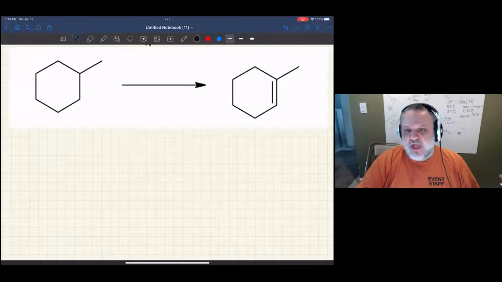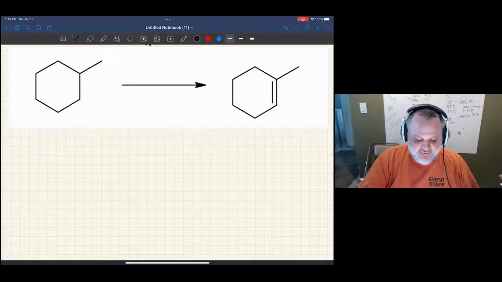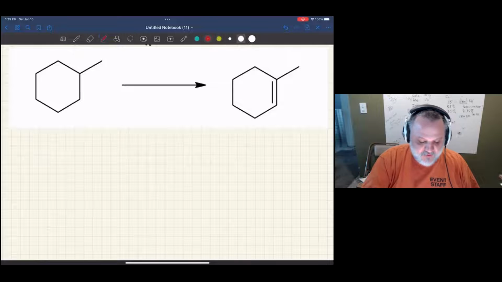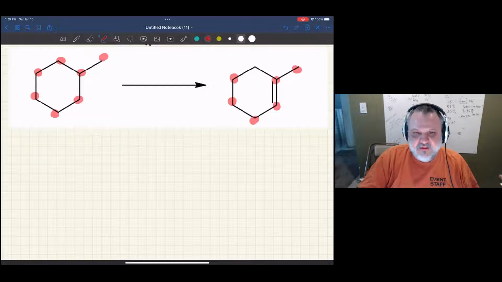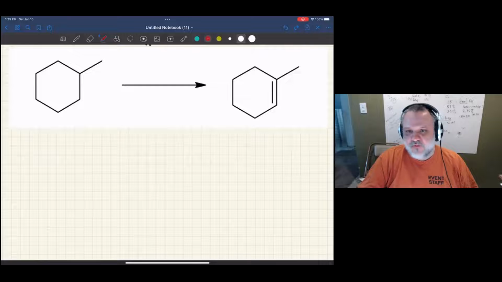Okay, let's think about how we would make this product, and let's think about how we would make it from the reactant. First thing I want to do is count my carbons. 1, 2, 3, 4, 5, 6, 7. 1, 2, 3, 4, 5, 6, 7. I know that I don't need to add and I don't need to remove carbons. So I'm only thinking about functional group transformations.